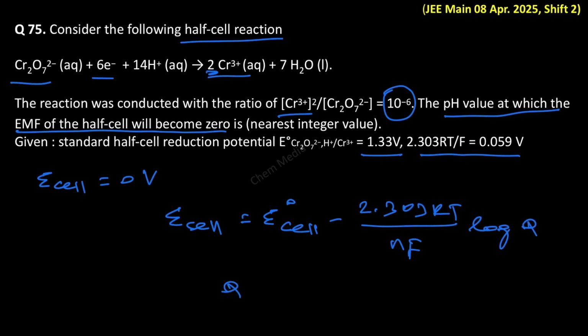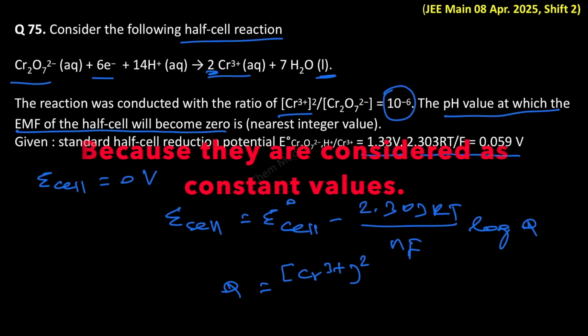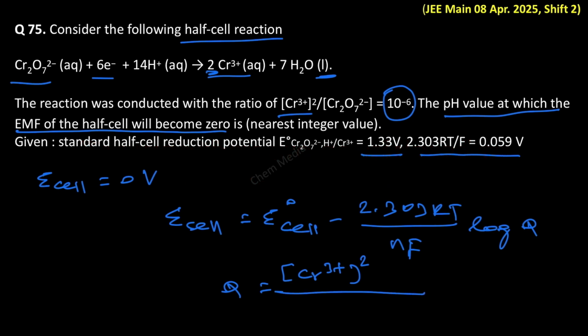So, in this case, the quotient is equal to concentration of chromium 3 plus whole square, and we don't enter liquids or solids in the reaction quotient. So, therefore, we can leave the products as it is, divided by concentration of dichromate ion times concentration of H plus to the whole power 14, because we have 14 as the stoichiometric coefficient. Therefore, let us substitute this in the Nernst equation.